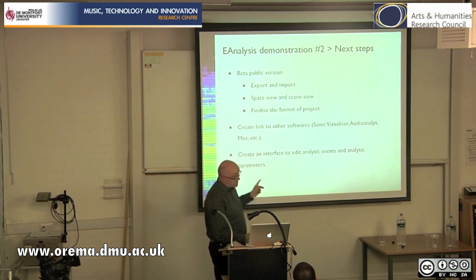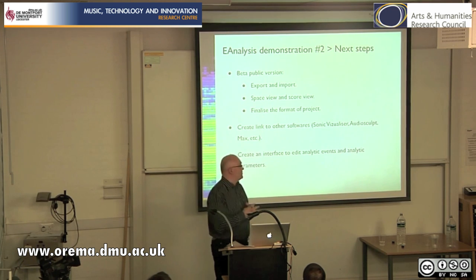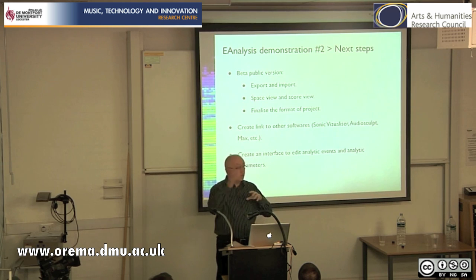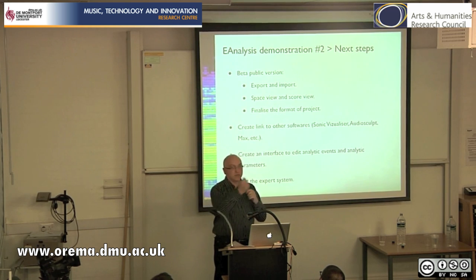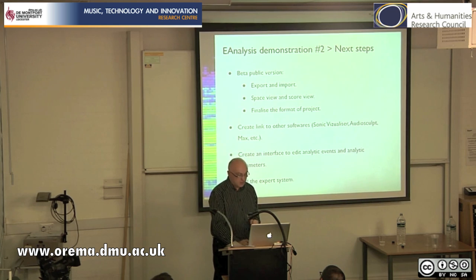Another element is, of course, an interface to allow the user to edit their own analytic elements and to create their own analytic elements. For the moment, there are only three types of analytic element: function, sound object, and temporal semantic units. And the user will be able also to create their own analytic parameters, and then you can create your grid to analyze the different sounds. And the final step is to create an expert system to help the user decide how to analyze the work, what type of sound, what type of analytic element the user can use to analyze the different sounds. Okay, that's it for the new features of EAnalysis.